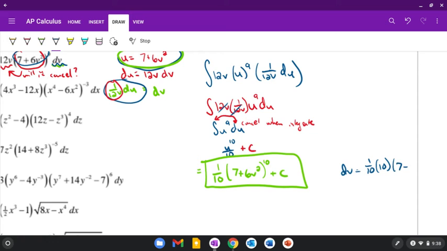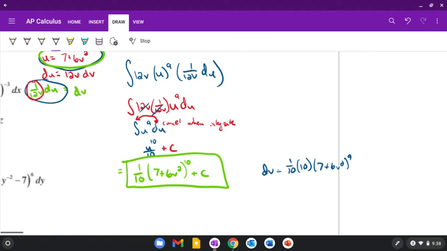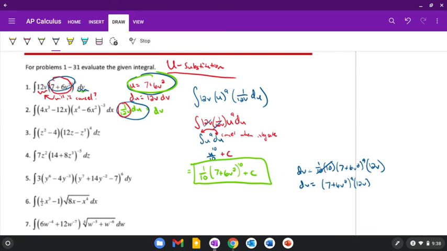Keep the inside the same, 7 plus 6v squared to the 9th, and then times the derivative of the inside, so that would be times 12v. If I were to take the derivative, then the 1/10 and 10 cancel, so I'm just left with 7 plus 6v squared to the 9th times 12v. And let's see if that's what the original problem was. Yeah, it is. I just wrote the 12v in front.